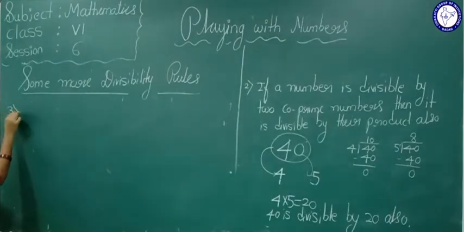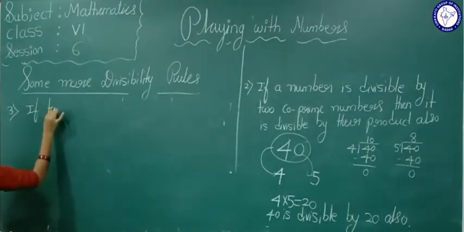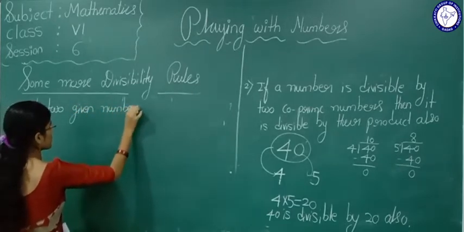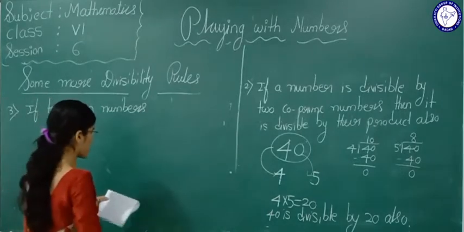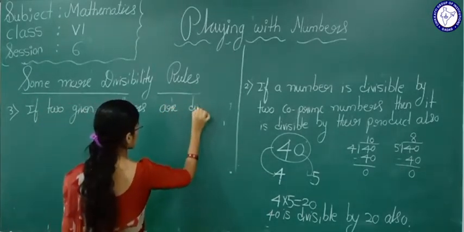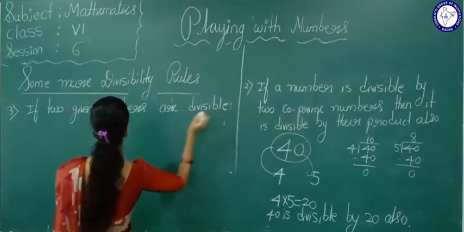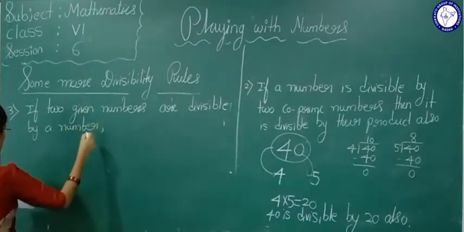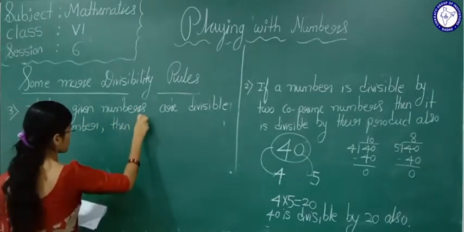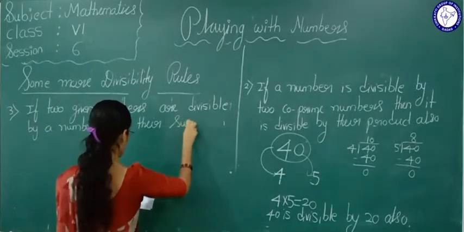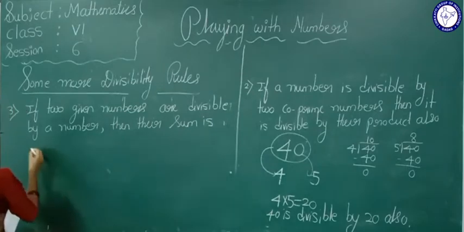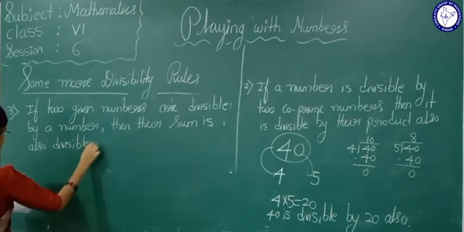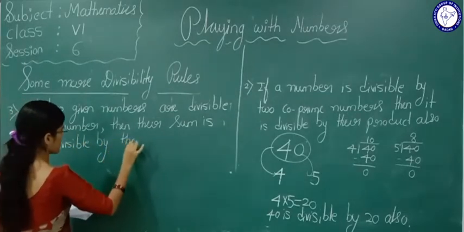Now see a third rule. If two given numbers are divisible by a number, then their sum is also divisible by that number.